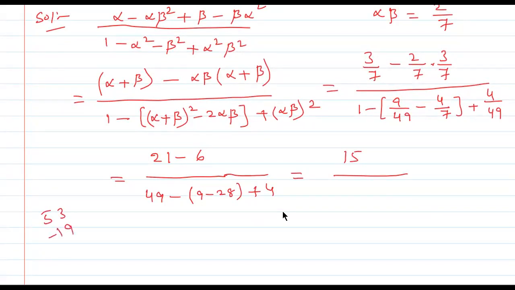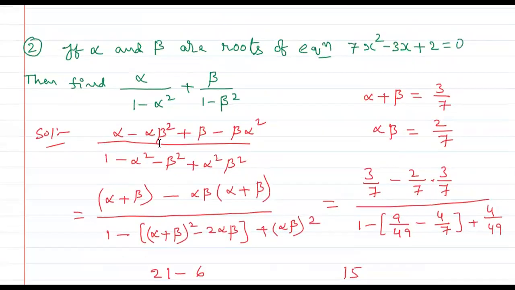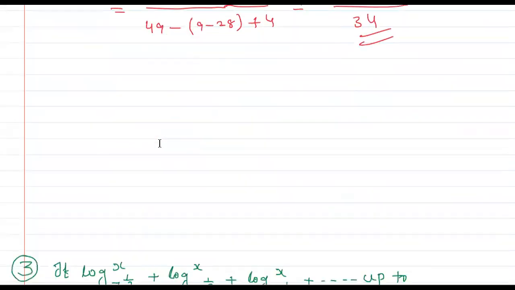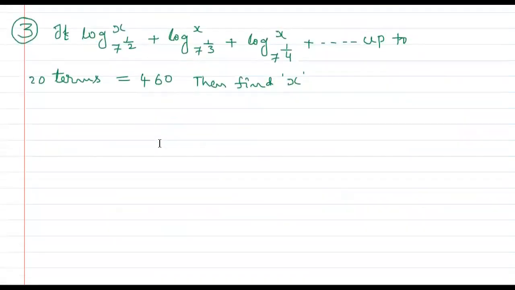53 minus 19, how much? I think 34. 34, this is the answer. So finally we got 15 by 34. This is an easy question only. Next I am going to the third question.